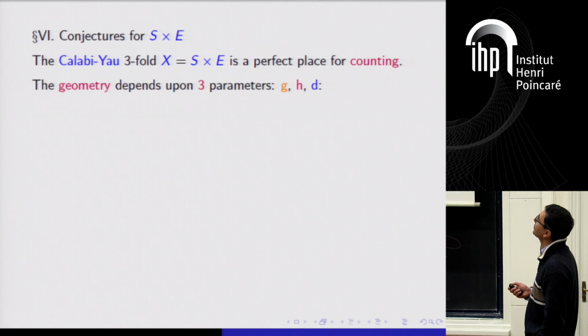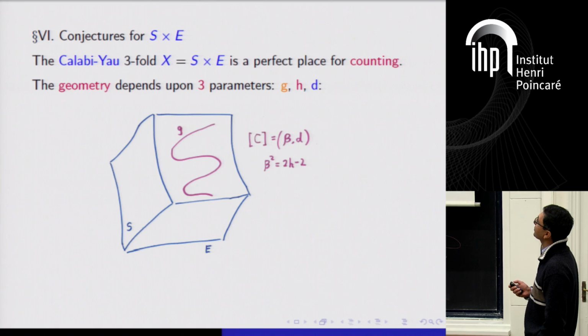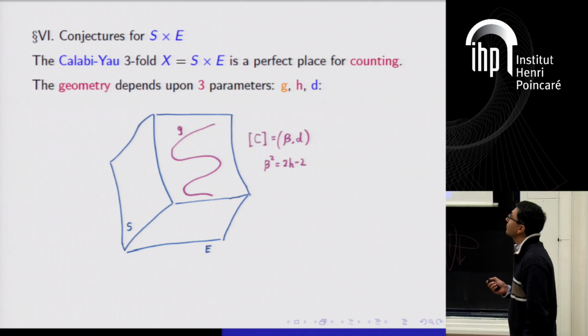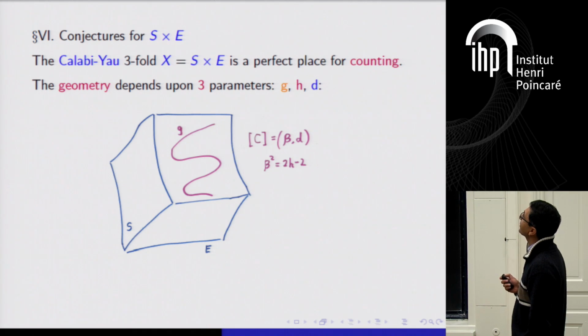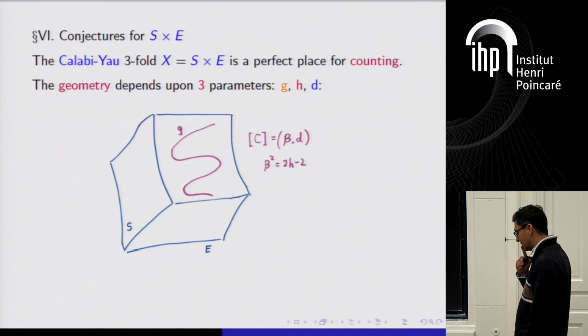So the geometry of this depends on three parameters. A picture here: this side is the surface S, the K3 surface, and this is E. If I have a curve here, I have to specify the genus of the curve. That's one of the parameters. H is the parameter that tells me how this curve looks on the K3 surface by projecting; it's some curve that has square root 2h minus 2. And D tells me, when I project this curve to E, what the degree is. So this curve counting on this Calabi-Yau threefold, S cross E, is governed by these three things, G, H, and D.